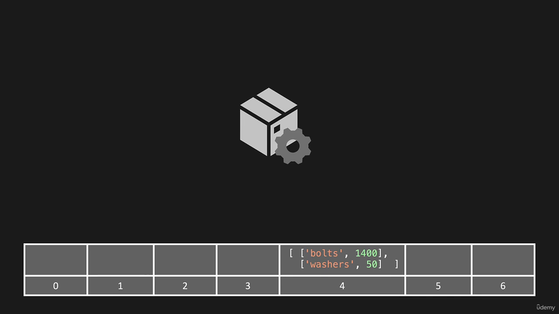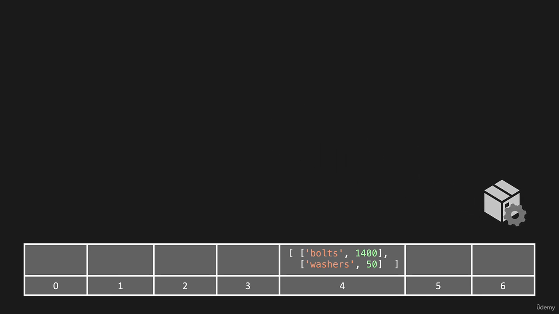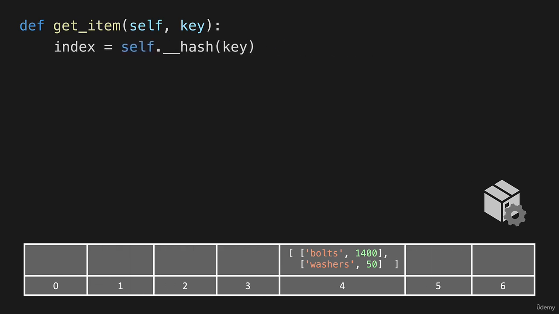All right, so let's shrink this down and write our method. So we'll say get item, we're going to pass it a key. Then we need to figure out the index for that key. So index equals self.hash. We pass this a key. We run that method. In this case, we're looking for washers, and we know that that's at the address of 4. So we only want to look for washers if there are key value pairs at that address.